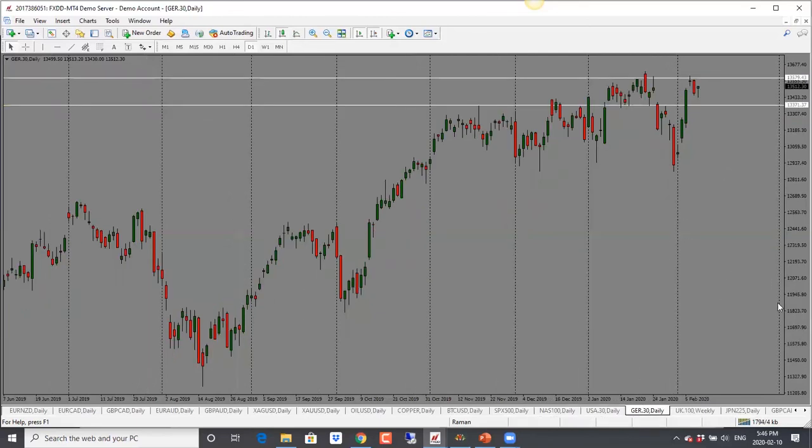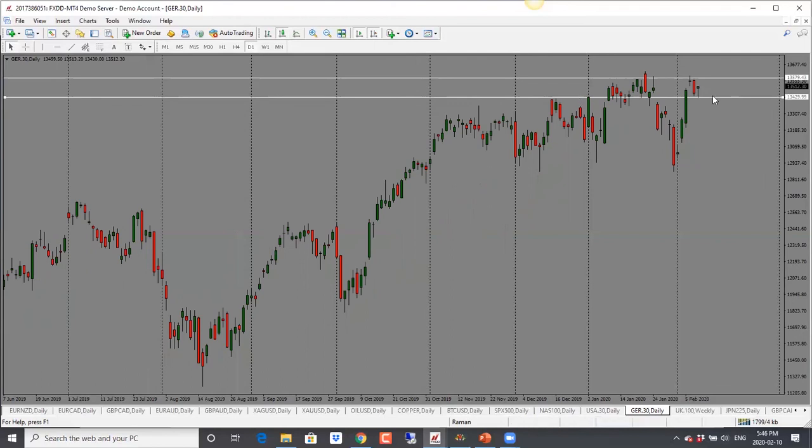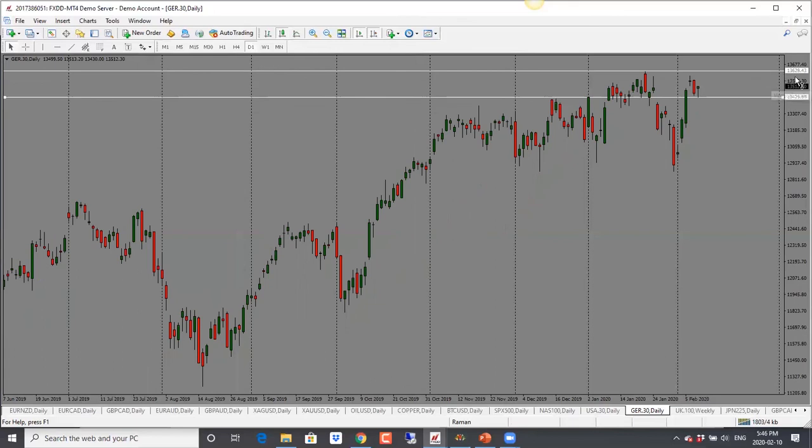DAX here, DAX is going sideways at the moment, but it's holding above this support level here, which means this one could go higher as well. So I would say bullish bias here towards 13,620 level. So for DAX as well, bias is bullish.